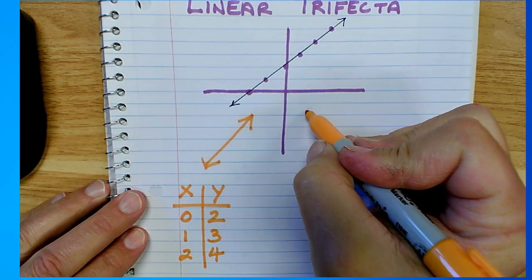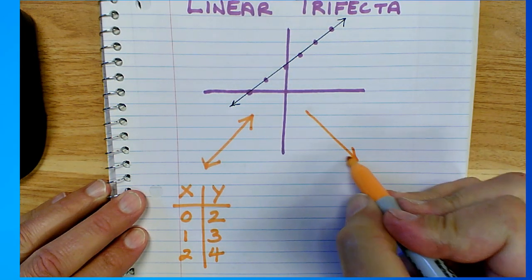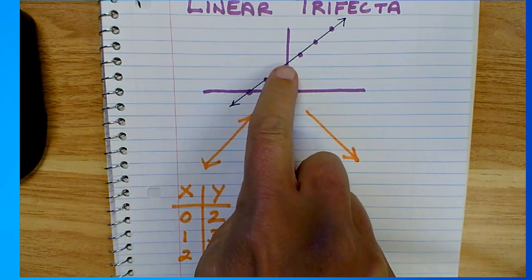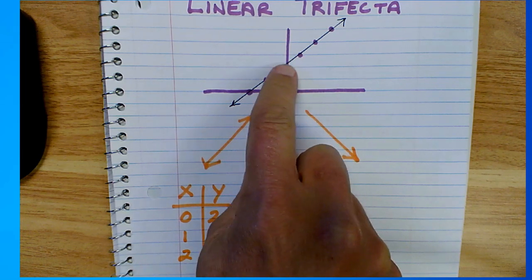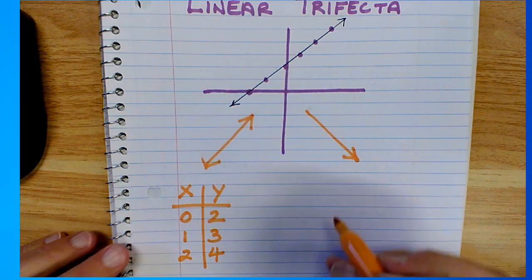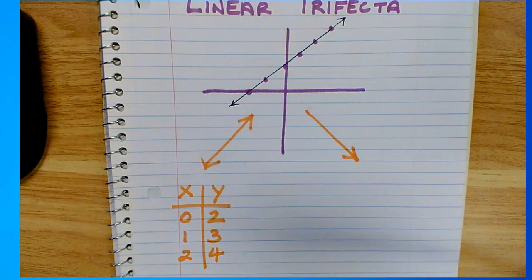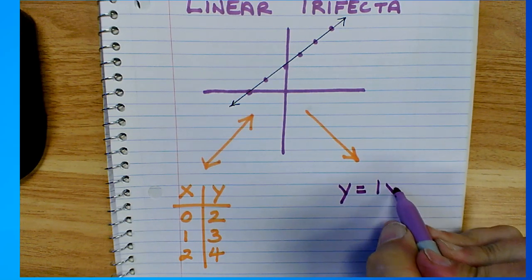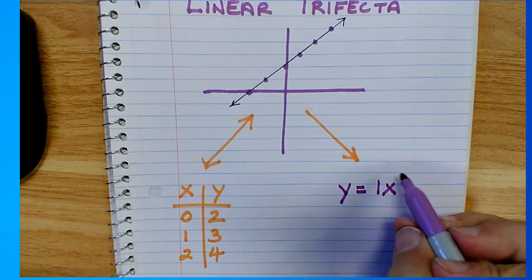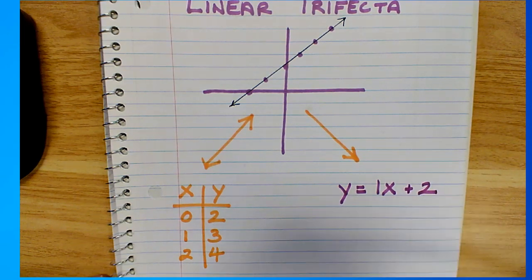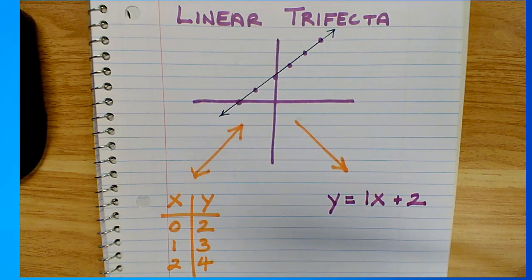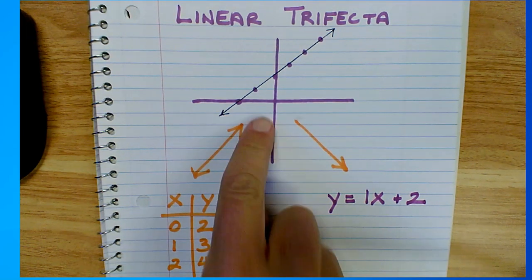Well, how about this? Can I find the slope from this? Yeah, the slope is up 1 over 1. So the slope is 1 over 1. And the y-intercept is at 2. Oh, so the graph can become an equation.